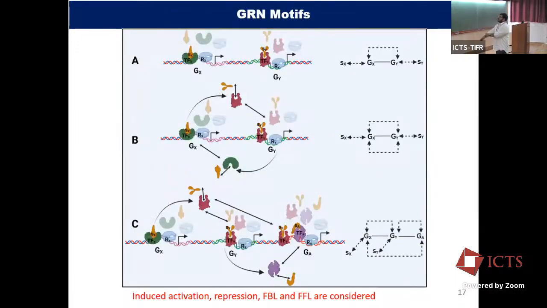Then we shifted towards various gene regulatory motifs. For example, simple activation and repression, which could also be induced activation and repression. And there could be various feedback loops: positive feedback, negative feedback, fully negative feedback, and feed forward loops. Autoregulation is also there. These are the various loops which keep repeating themselves in a genetic circuit, so that's why they are of interest.